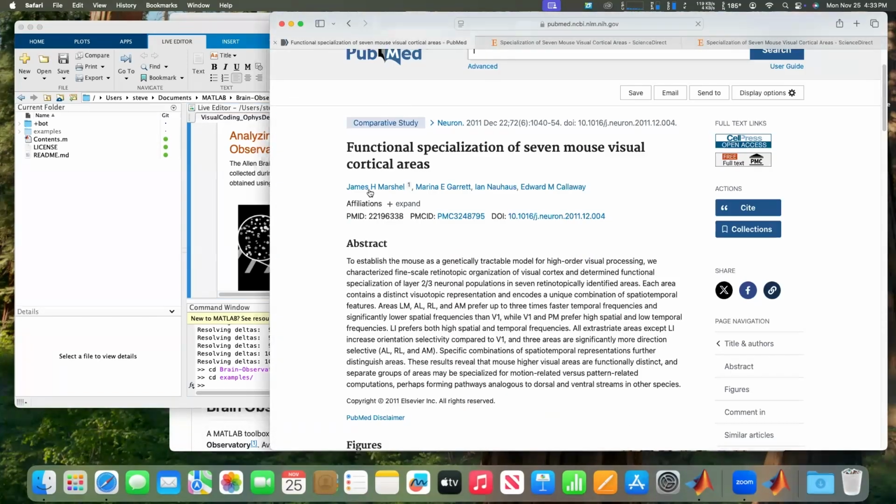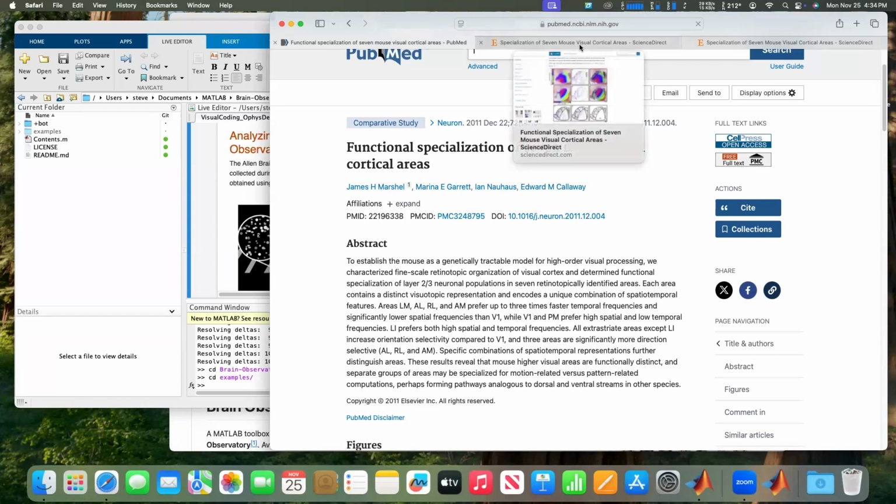So there was a paper in 2011 by Marshall et al. that performed two-photon imaging of a number of different areas of the mouse cortex. And we will see whether or not the data that is in the Allen Brain Observatory, so a different dataset, also exhibits consistent findings with those reported by Marshall et al.